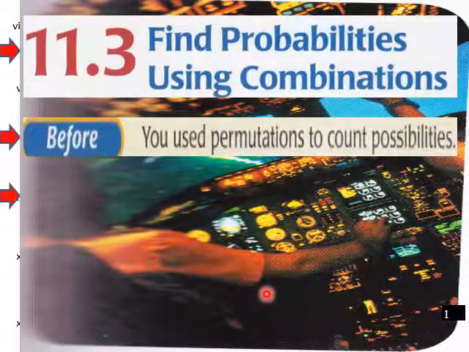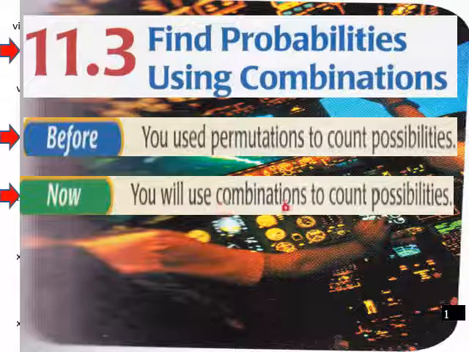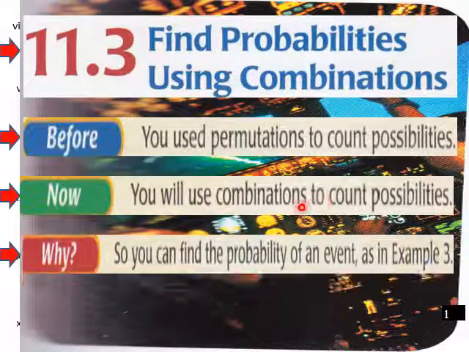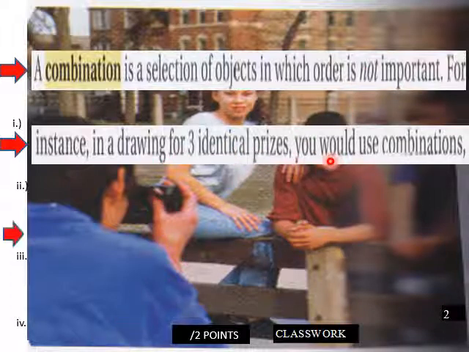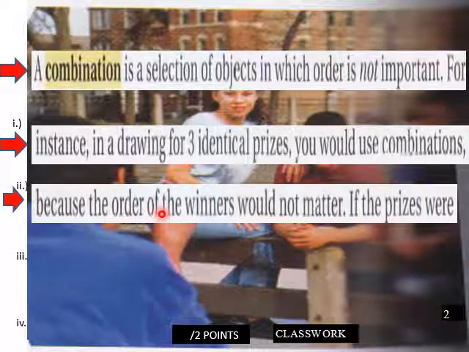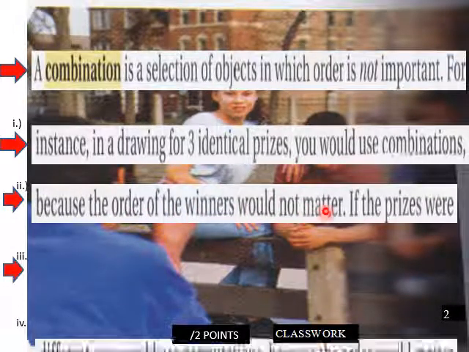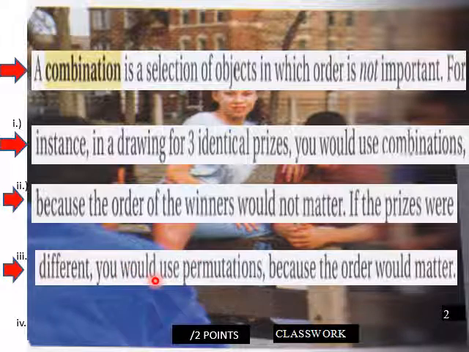Okay. Find probabilities using combinations. You used permutations to count possibilities. You will use combinations to count possibilities so you can find probability. A combination is a selection of objects in which order is not important. For instance, in drawing for 3 identical prizes, you would use combinations because the order of the winners would not matter. If the prizes were different, you could use permutations because the order would matter.